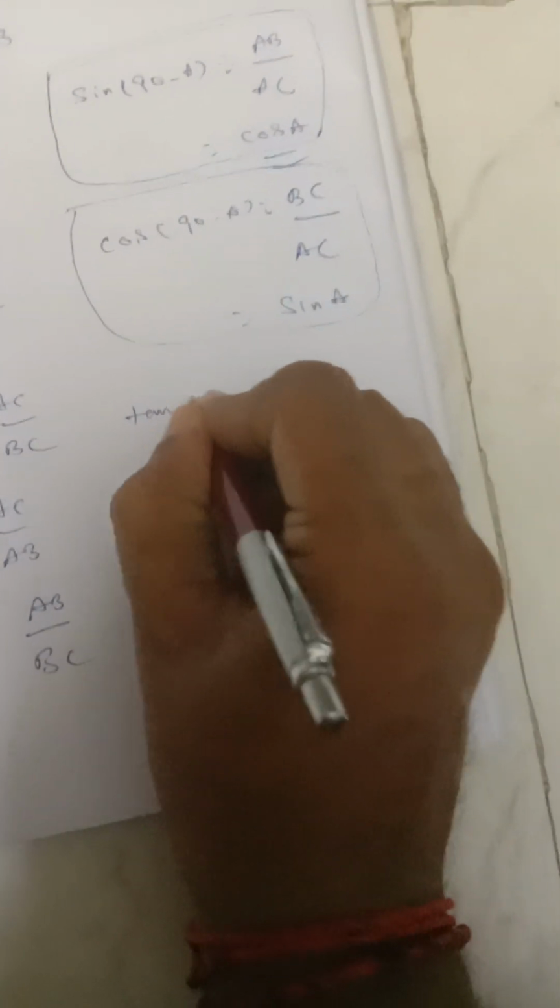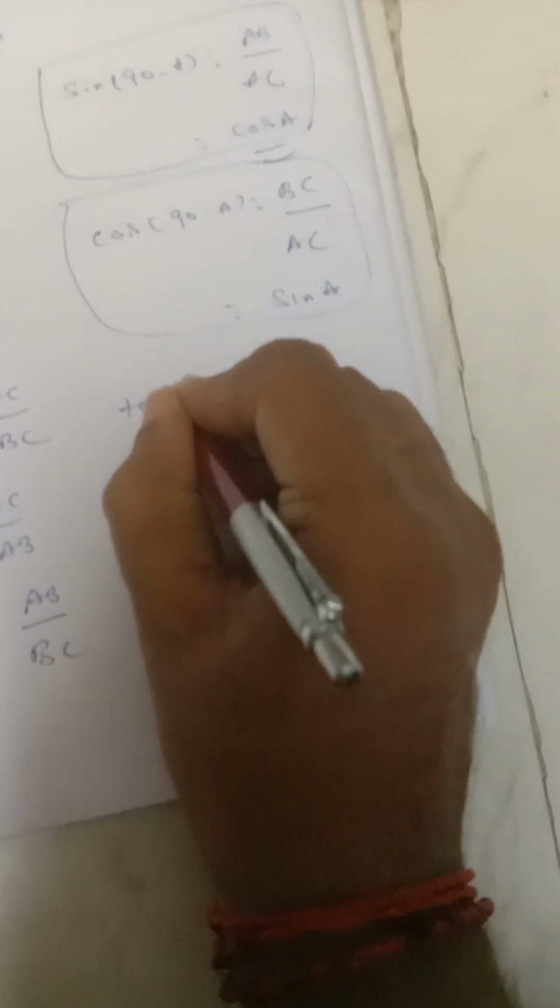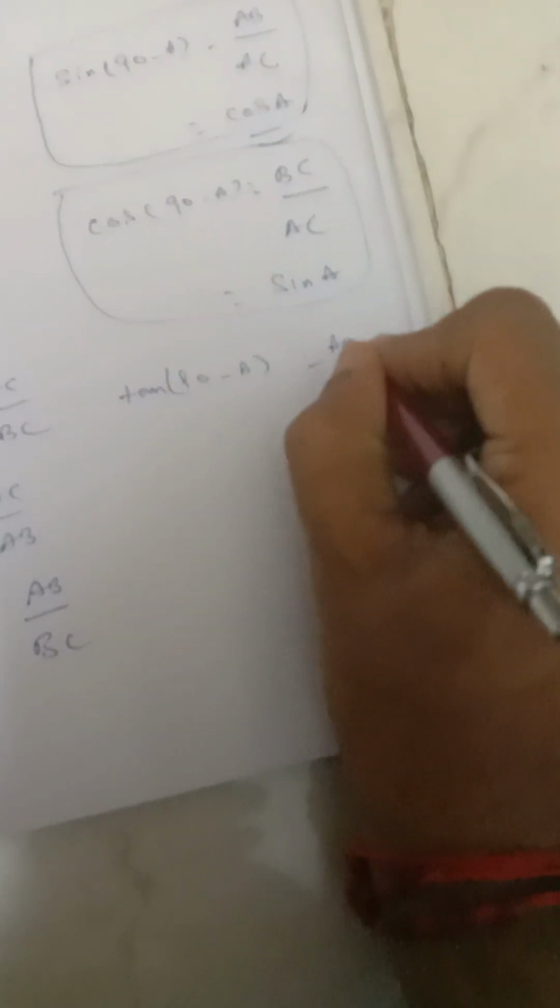Similarly, tan 90 minus A. Opposite side by adjacent side. AB by BC. What is AB by BC? Cot A. So tan 90 minus A is cot A.